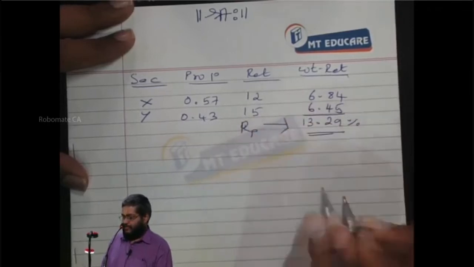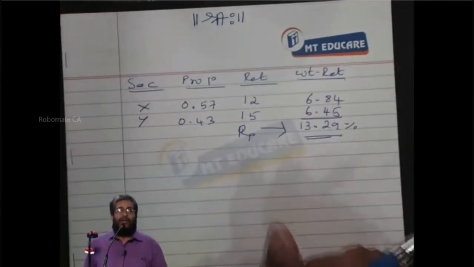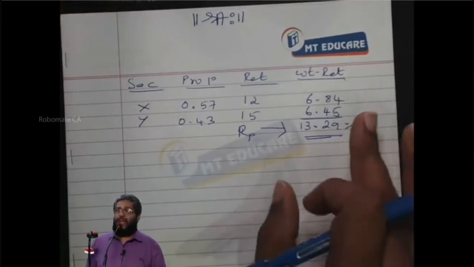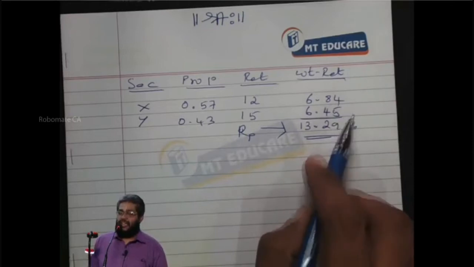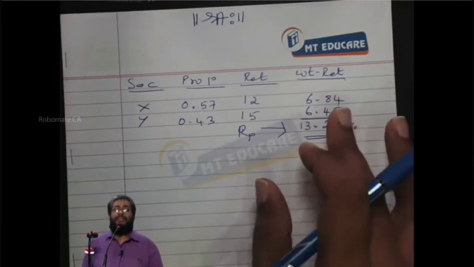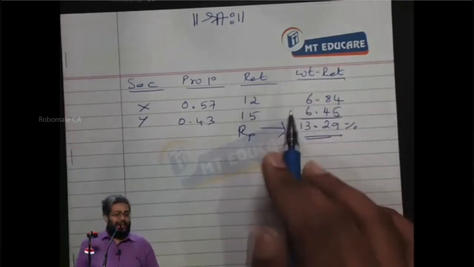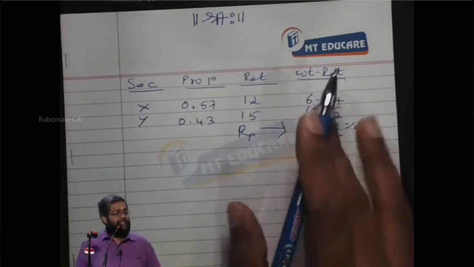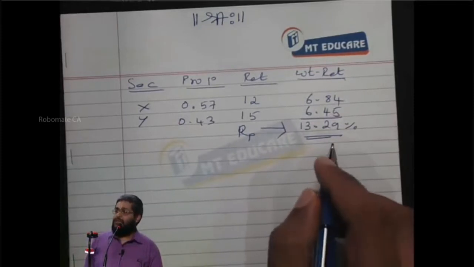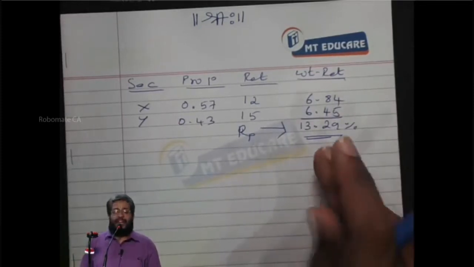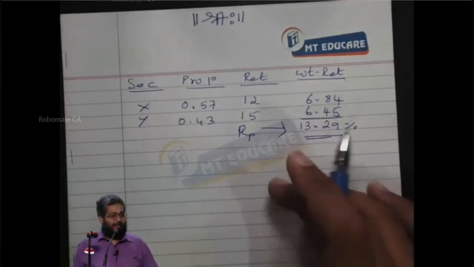RP means what? Return of portfolio. 13.29%. Now, 13.29% is having how much risk? This return is certain or not? Yes. We can even call this as risk-free return. It is as good as investing in government security. Later, these things will be disputed during CAPM, etc. But at present, up to Markowitz, this return can be called risk-free return, because for this return, the standard deviation is 0, provided the correlation between X and Y is -1. Everybody following on? Write down.